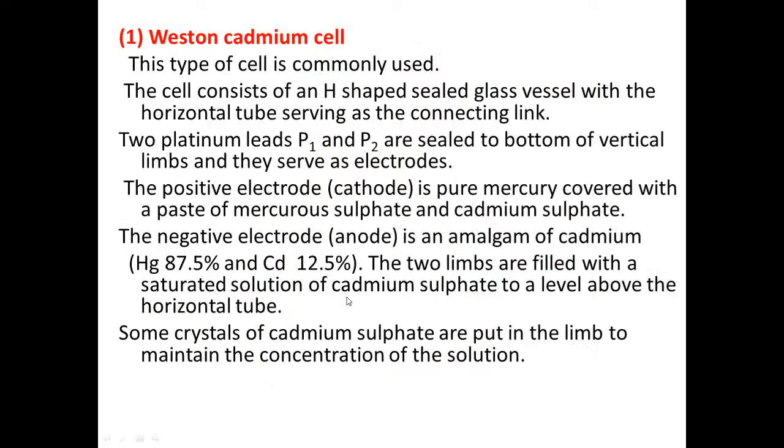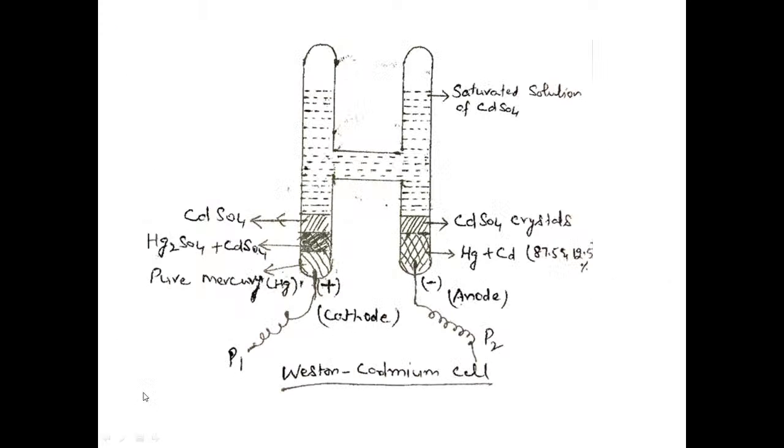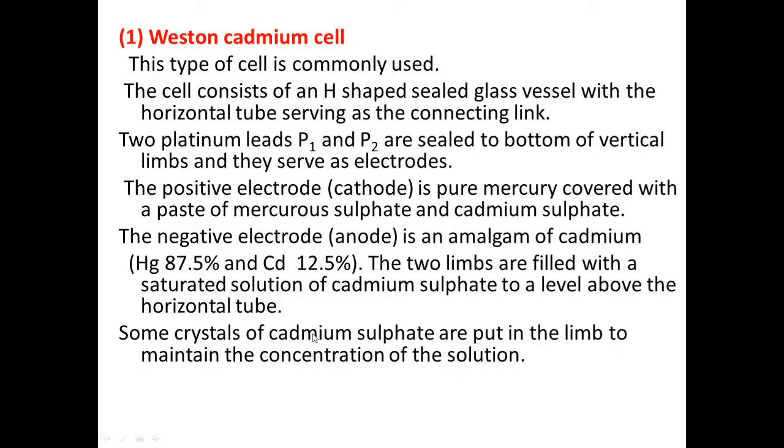Two platinum leads P1 and P2 are sealed to the bottom of vertical limbs and they serve as electrodes. This one, P1 and P2. These platinum leads serve as the electrode contact points.